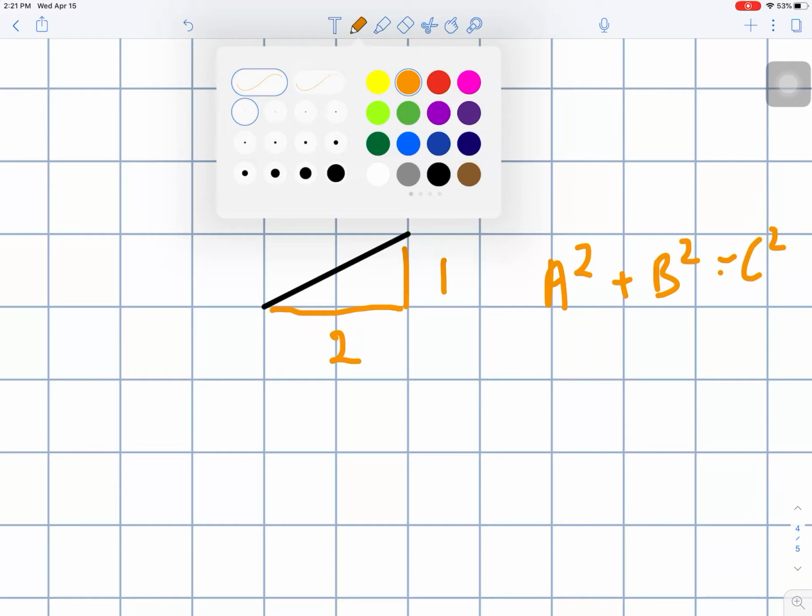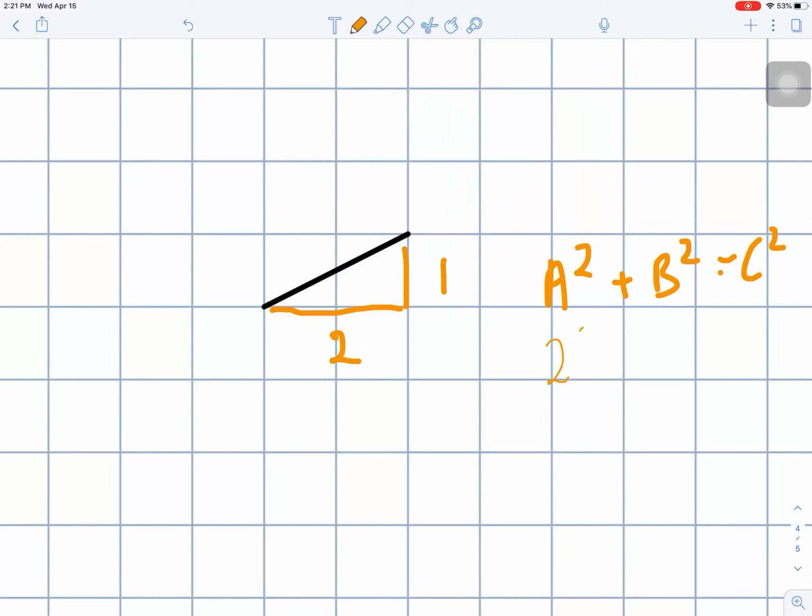What you're going to find out is that you have 2 squared plus 1 squared equals c squared, and that would be 5 equals c squared. So c equals the square root of 5.